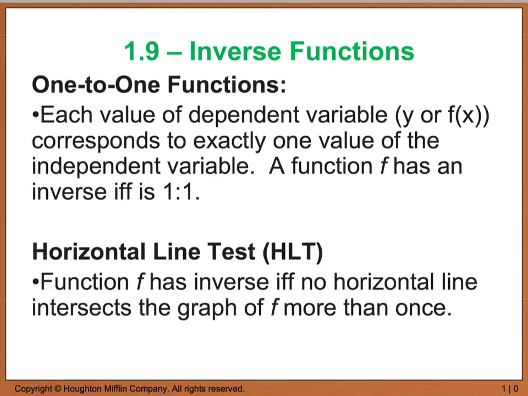Now, like I think it was section 1.1 or 1.2 when we talked about functions, we have a little test to tell if our function is going to have an inverse or not, because not every function has an inverse. And this is called the horizontal line test. The horizontal line test says a function will have an inverse if and only if no horizontal line intersects the graph of f more than once.